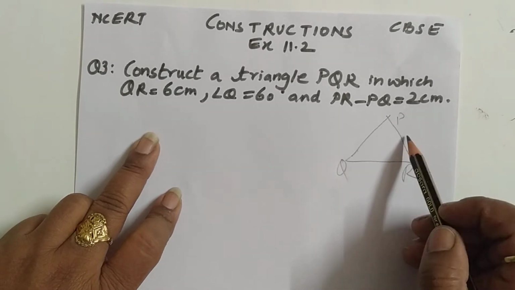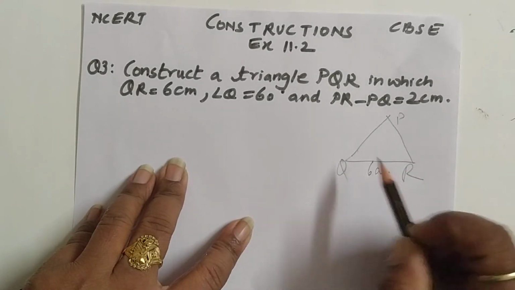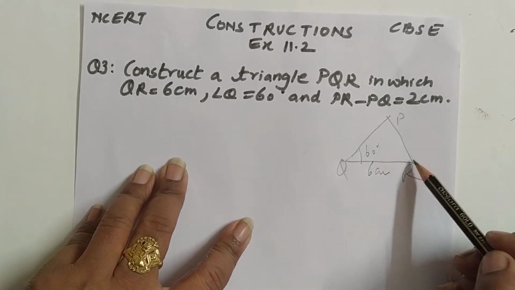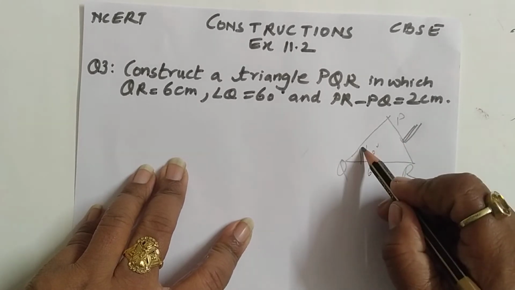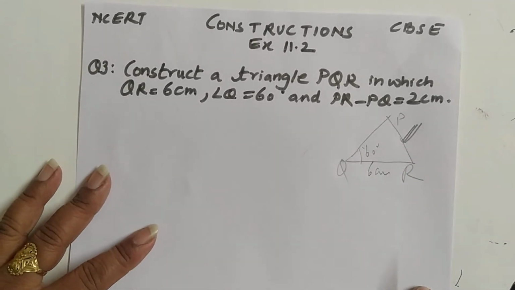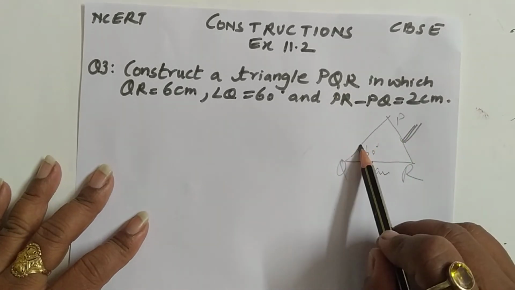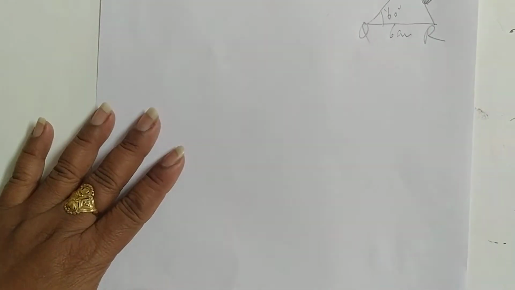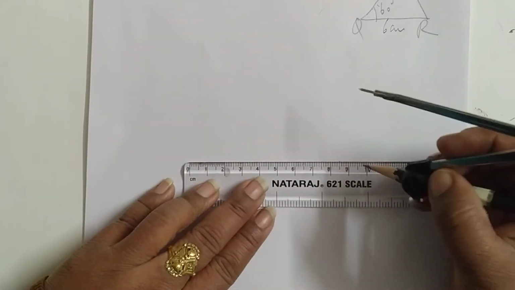Here QR is given as 6 centimeter and angle Q is 60 degree. But PR minus PQ is given, so this line segment is greater than this. So here we will use the second method. This is the second case where the second line is greater than the first one. Yes. So how can we draw it? Let's see it. Again we will draw the base that is given, QR.